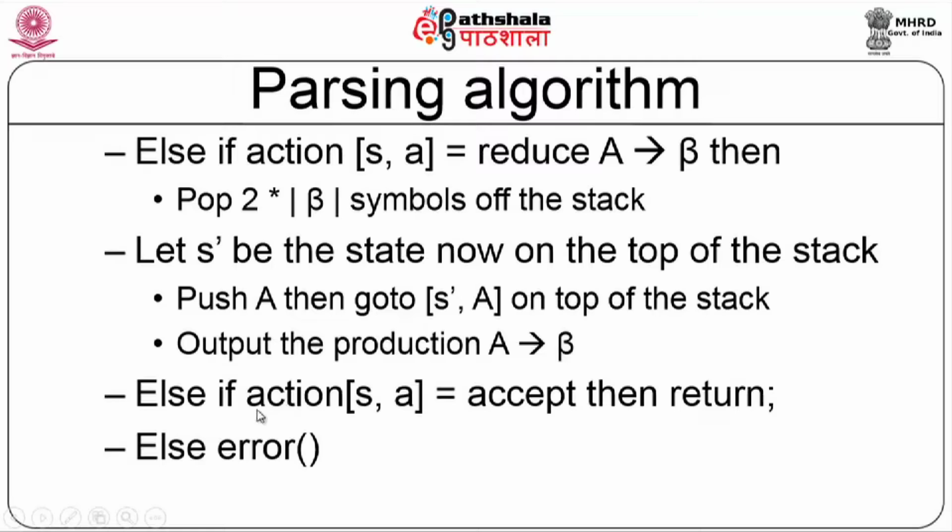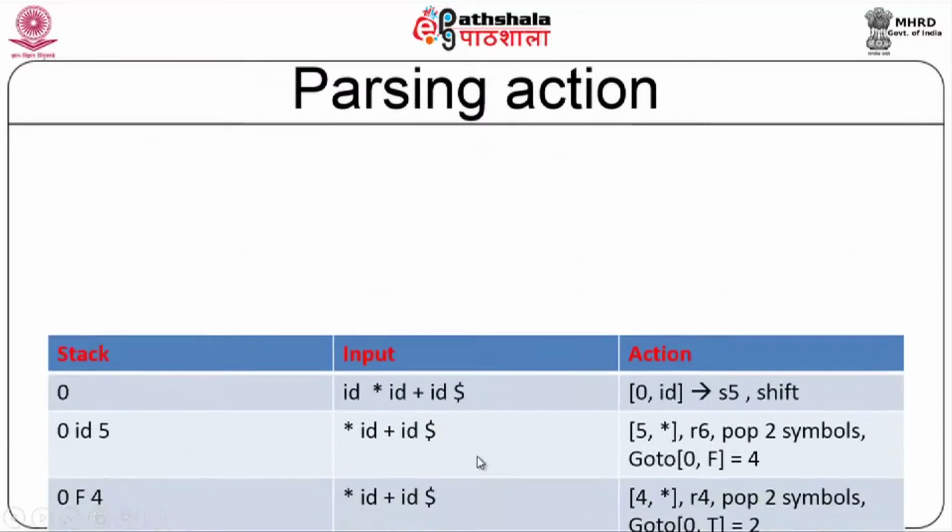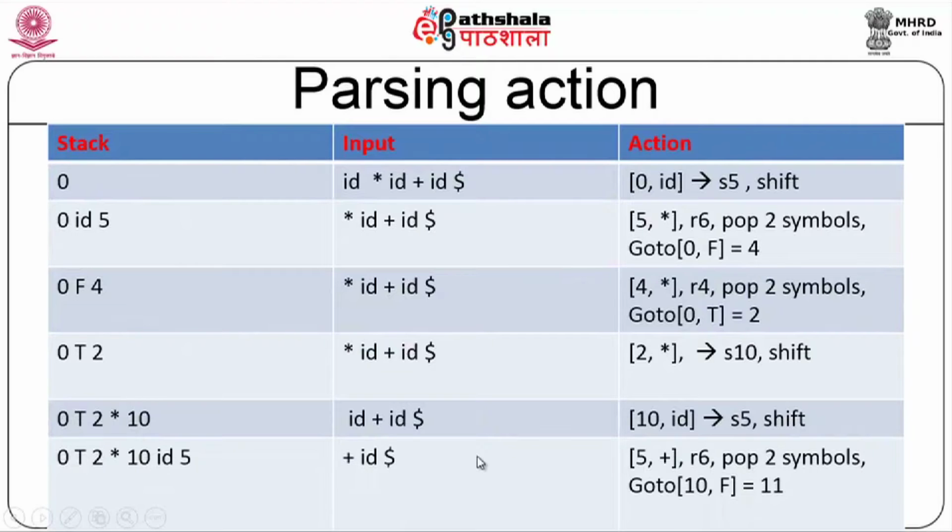Else, if the action of S comma a is equal to accept, then you return, else you basically call an error routine. So, it is going to be 4 possible options. Let us consider this example. Again, the example is id * id + id $.